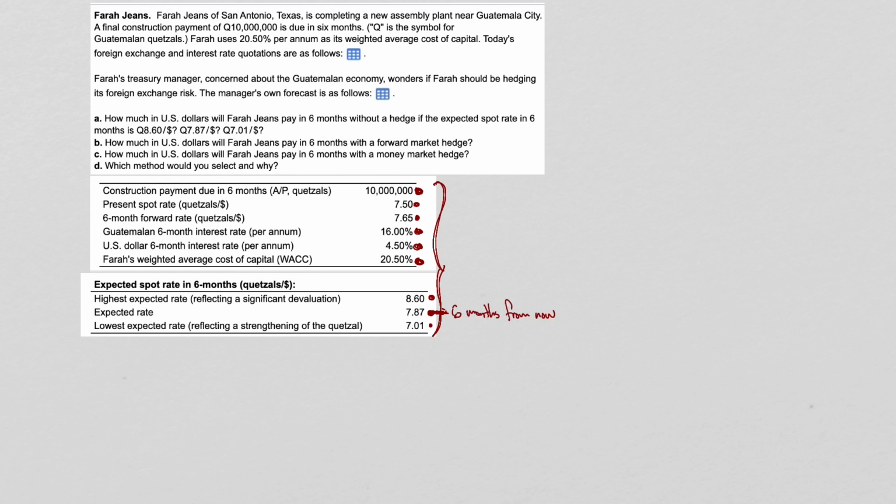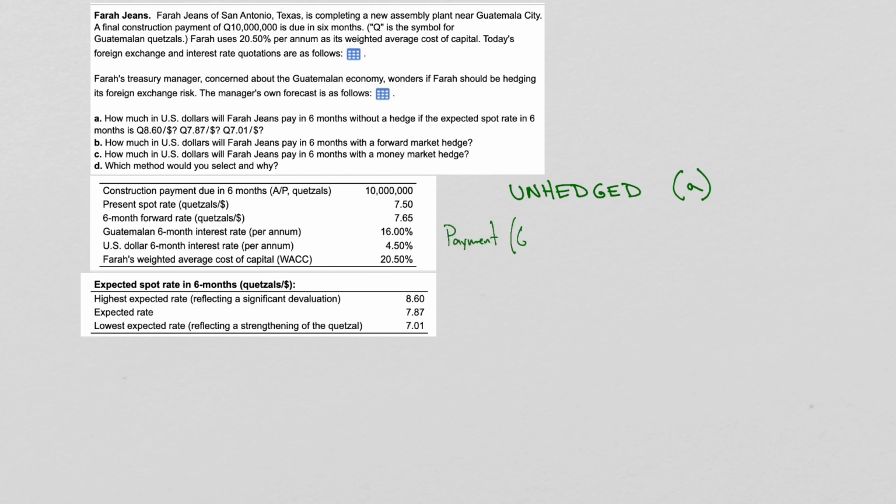We've got the scenario. Let's first take a look at what we'd pay if we stayed unhedged under the baseline scenario and maybe the best case and worst case. And then we can move on to the others. So for our unhedged scenario, our payment in 6 months, we know it's 10 million Guatemalan quetzals, but what we need is this in US dollar terms.